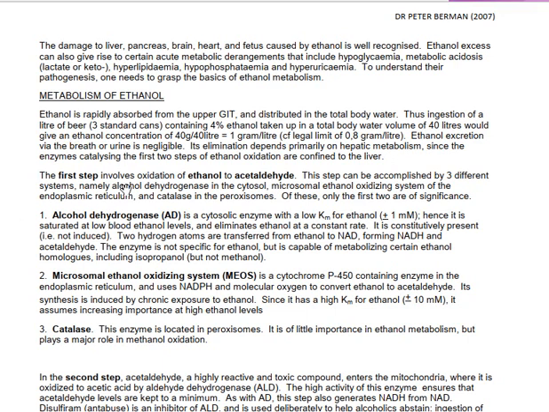The first system uses the alcohol dehydrogenase enzyme, a cytosolic enzyme with a low Km for alcohol, meaning it is saturated at a low blood ethanol level. Alcohol dehydrogenase converts ethanol to acetaldehyde, and because it is saturated at low blood ethanol levels, it eliminates ethanol at a constant rate.